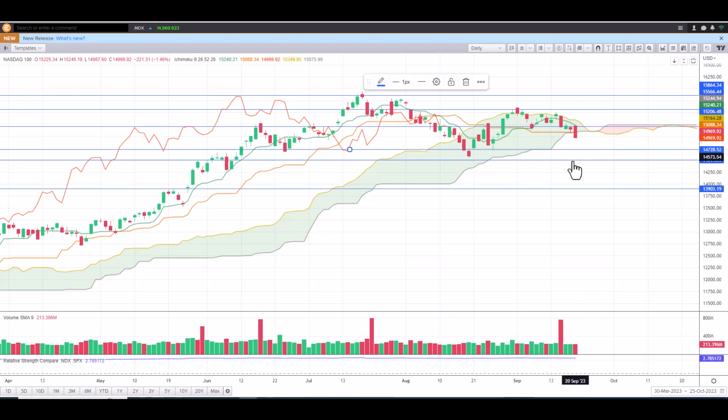If support fails here, then the next downside level to keep an eye on is this bottom end of the cloud. That would be another downside risk target to look at, 14,350 as mentioned before. So these are the downside risk targets on the daily.